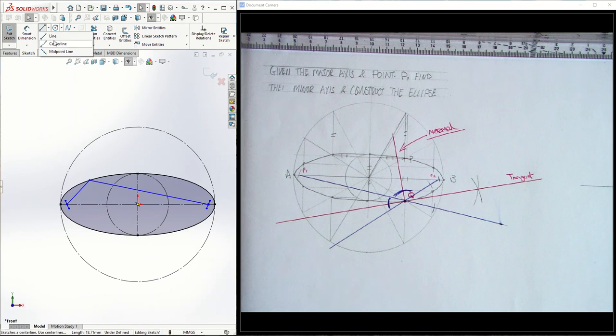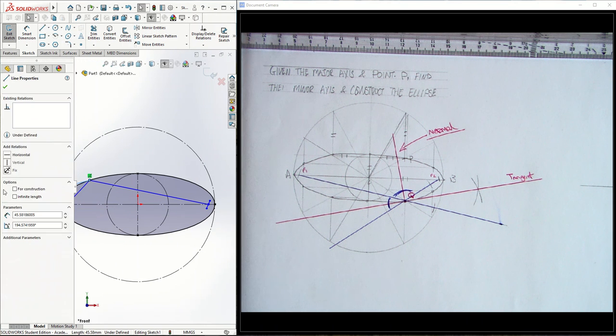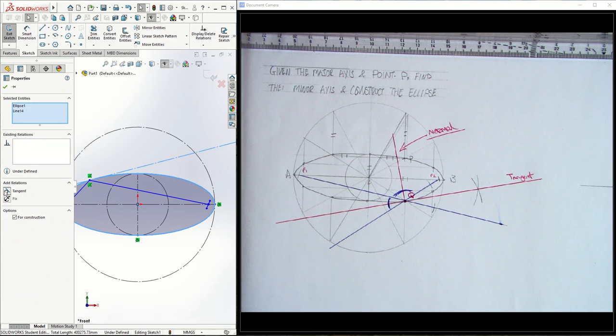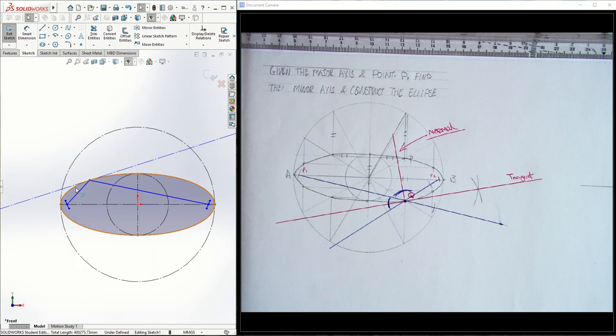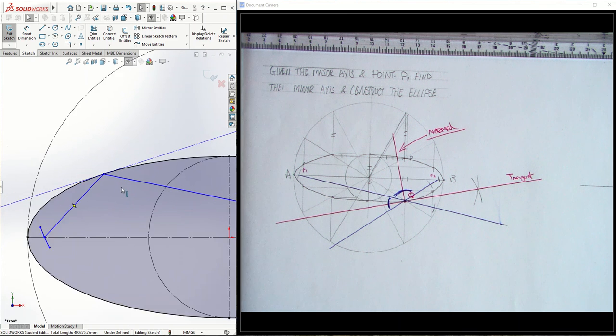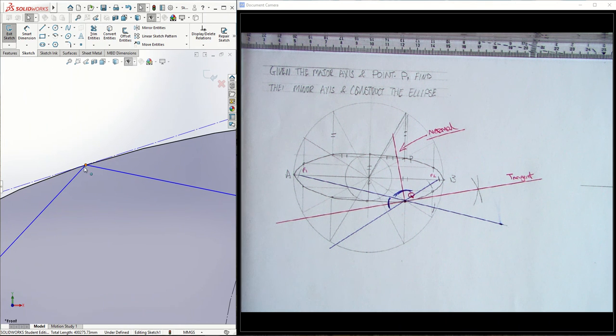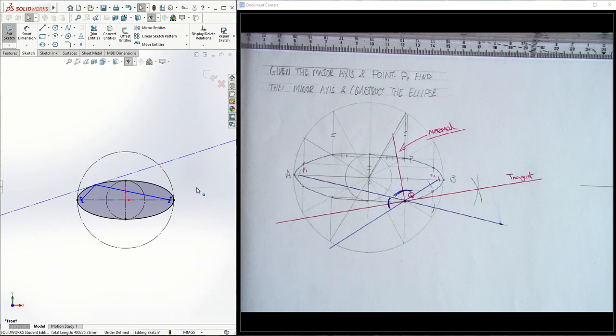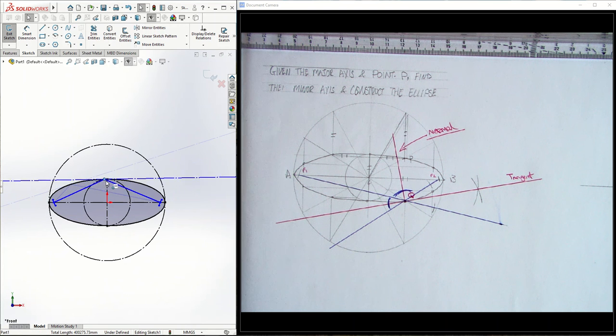Now, I'm just going to draw in a line here. I'm going to make that line tangential to the curve, just to show what's happening. That tangent line is an infinite length line, and I wanted it to touch only at the 1 point. So if I zoom in, we see that line is only touching the ellipse at just that 1 point.